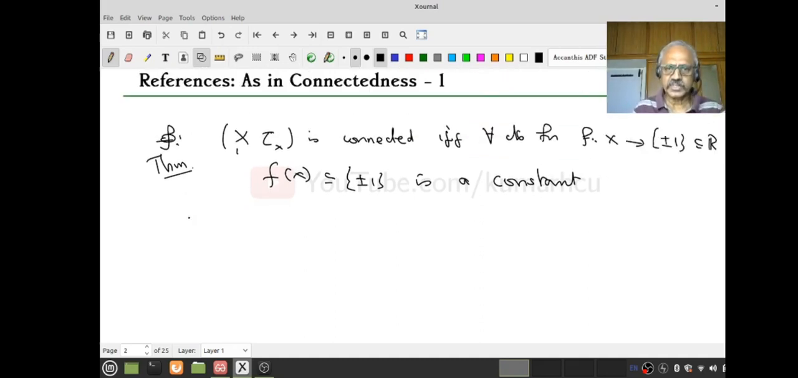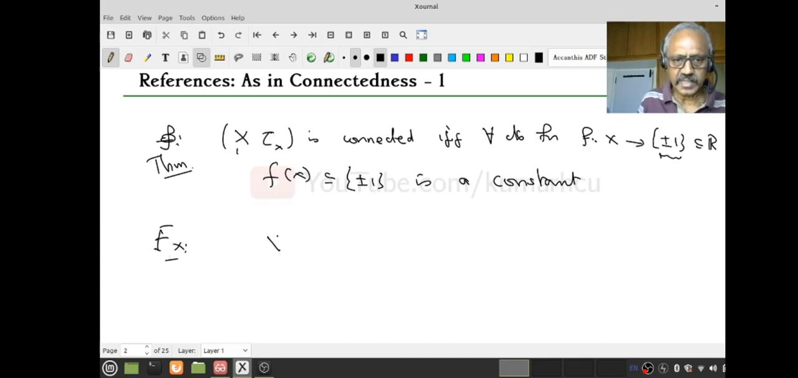The first thing we should notice is that all we required was that plus or minus 1 is a discrete space. Therefore, singleton 1 and singleton minus 1 are both open as well as closed. So if f is not a constant, then f inverse of the singleton set will be a non-empty, proper subset of X, and it is both open and closed. That will contradict connectedness. That's the basic argument. This must be easy, so please go through it.